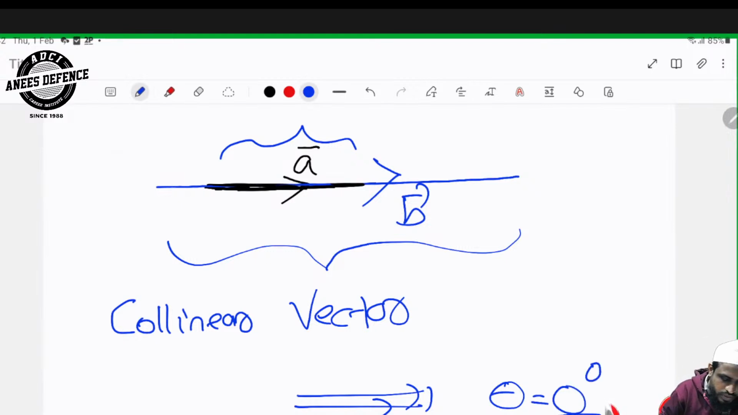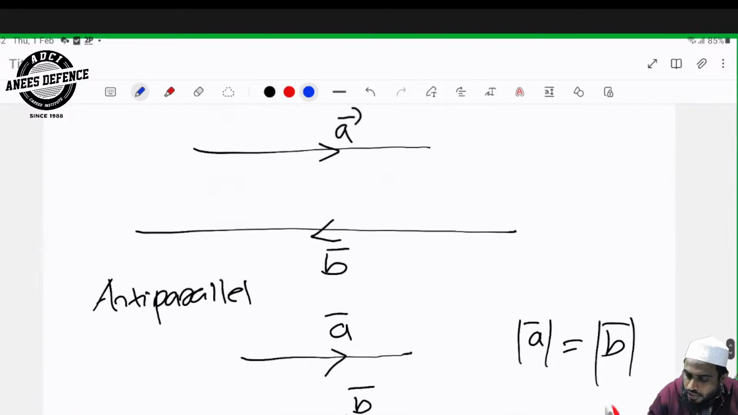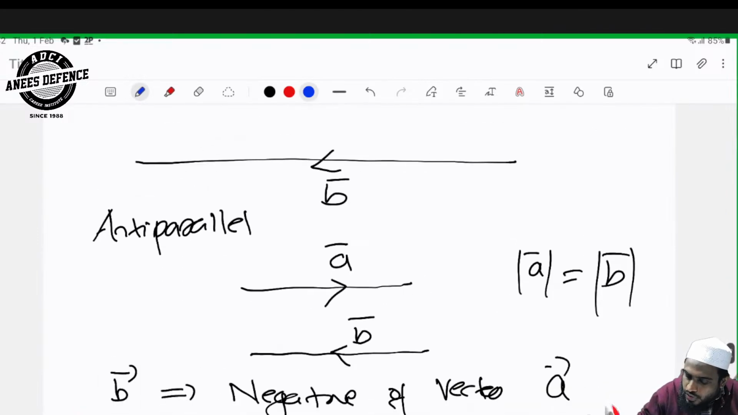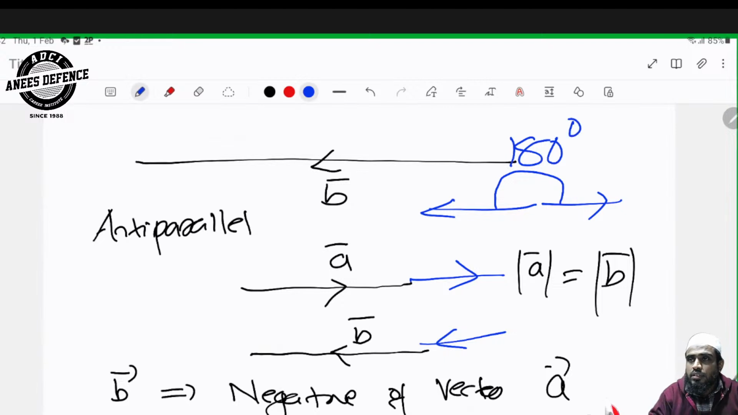Then for anti-parallel vectors, what will be the angle between the two vectors? One is like this, another is like this. What is the angle between the two vectors? One vector is going like this, another vector is going like this. The angle is 180 degree.